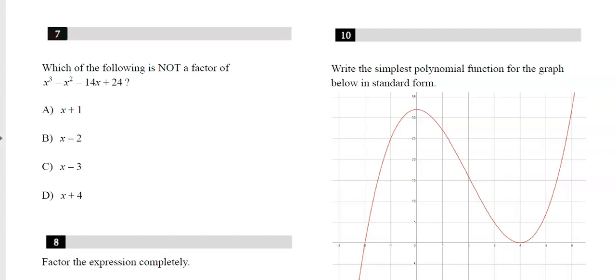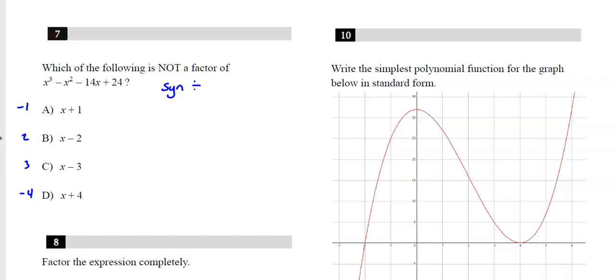All right, moving right along, number 7. Which of the following is not a factor of that thing right there? Well, since I could do synthetic division, if you wanted to, you could go through all of these answers, use negative 1, use 2, use 3, use negative 4, and use synthetic division. If it's not a factor, you're going to have a remainder. So one of those numbers would give you a remainder. The others would give you a remainder of 0, so they would be factors. I think the easiest way, though, is to graph this.